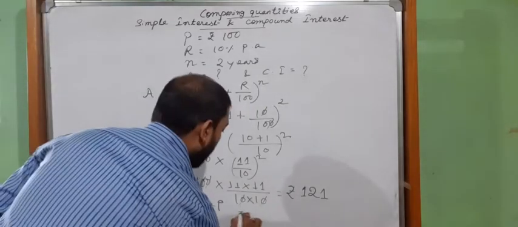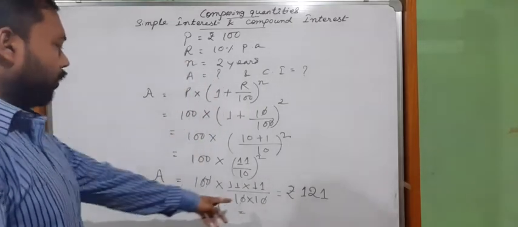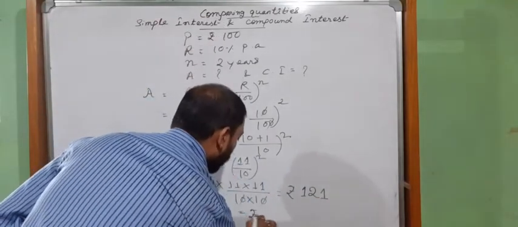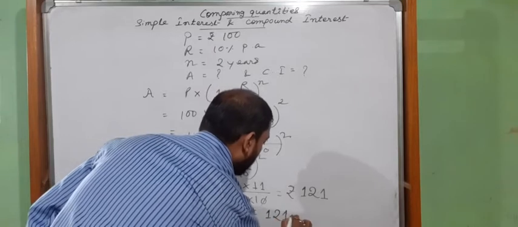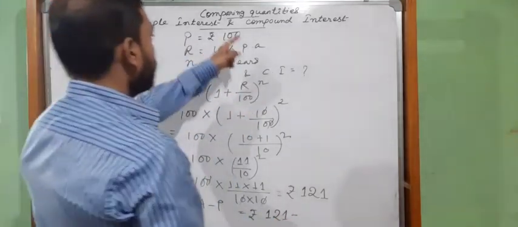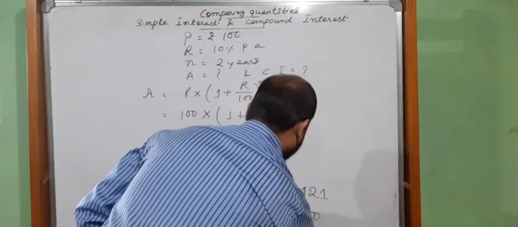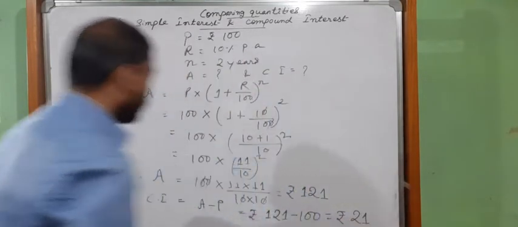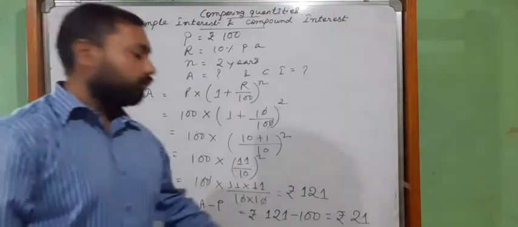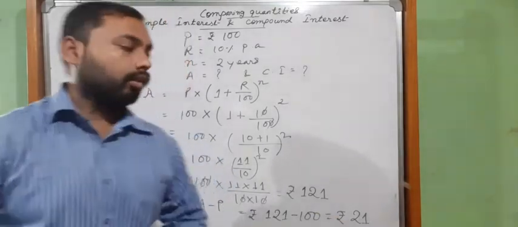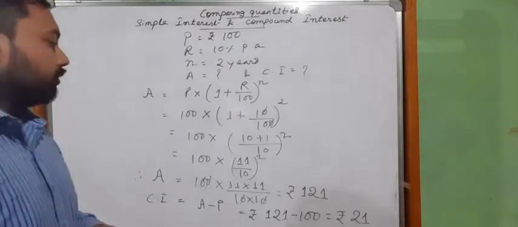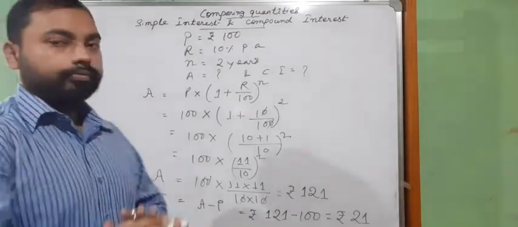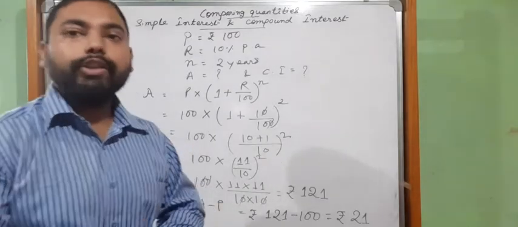Now the amount we have already got, 121. So 121 minus the principal money, that is 100, will be rupees 21. So as you can see, our CI, compound interest, is rupees 21. Okay, so these are all the things which I want to share with you.